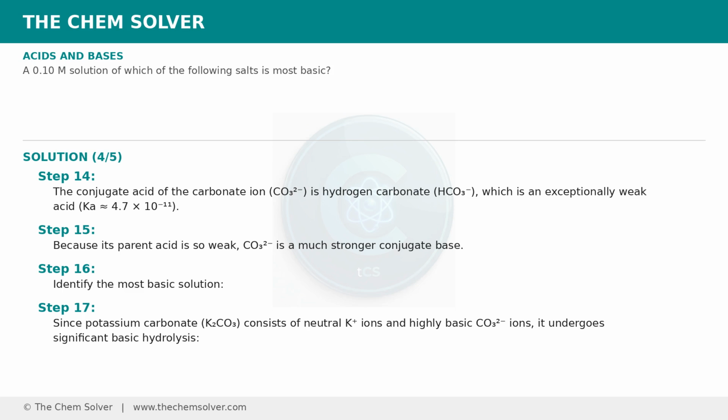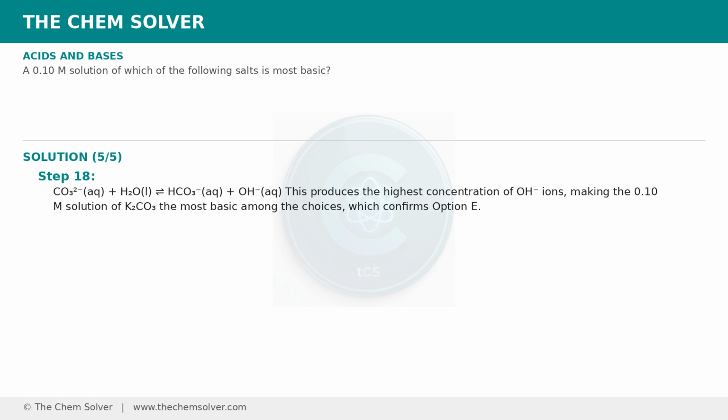Identify the most basic solution. Since potassium carbonate, K2CO3, consists of neutral K+ ions and highly basic CO3 2- ions, it undergoes significant basic hydrolysis. CO3 2- + H2O is in equilibrium with HCO3- + OH-. This produces the highest concentration of OH- ions, making the 0.10 molar solution of K2CO3 the most basic among the choices, which confirms option E.